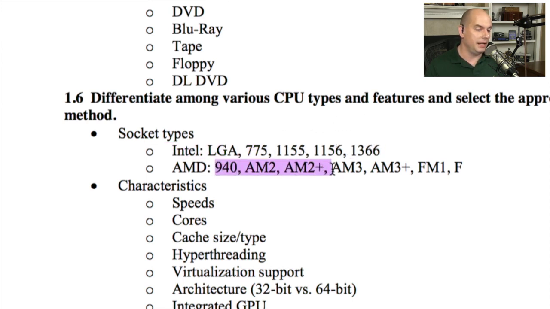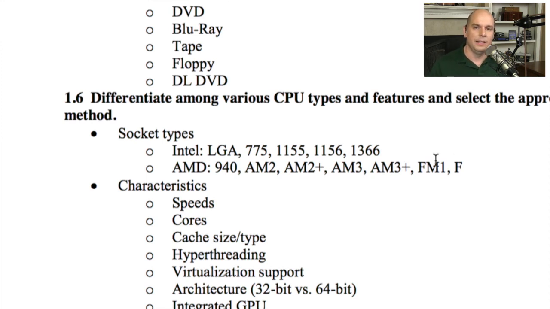On the AMD side, you have 940, AM2, AM2 Plus, practically the same thing. AM3, AM3 Plus, practically the same thing. FM1, FM2. There's some similarities between all of these. But if I was to really count them out, 1, 2, 3, 4, 5, 6, 7, 8, 9, 10, 11. And in reality, it's fewer than that because there's similarities that can help you between that.